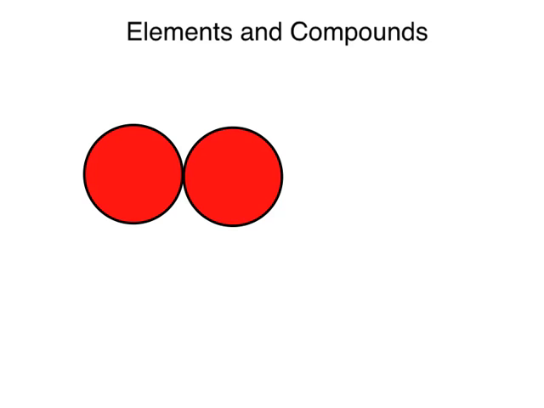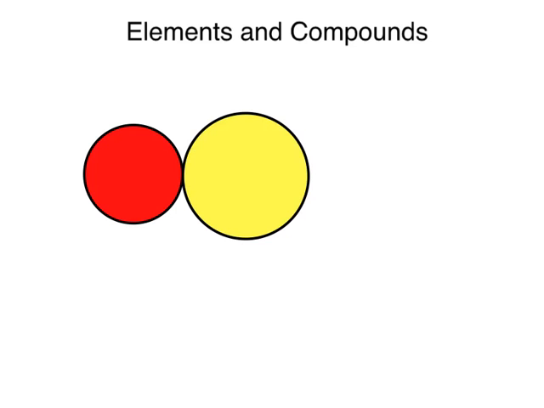Compounds are slightly different. Compounds are made up of one plus another type of atom. So two types of different atoms. Now this could be an example of hydrochloric acid. Now it can actually have more than two. It can be 3, and it can be an infinite number of atoms possible.